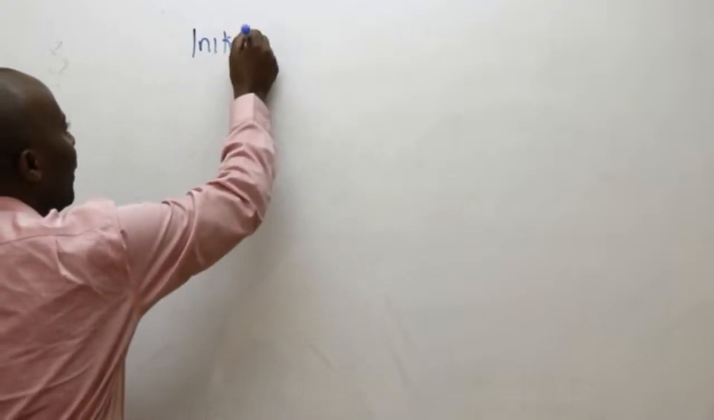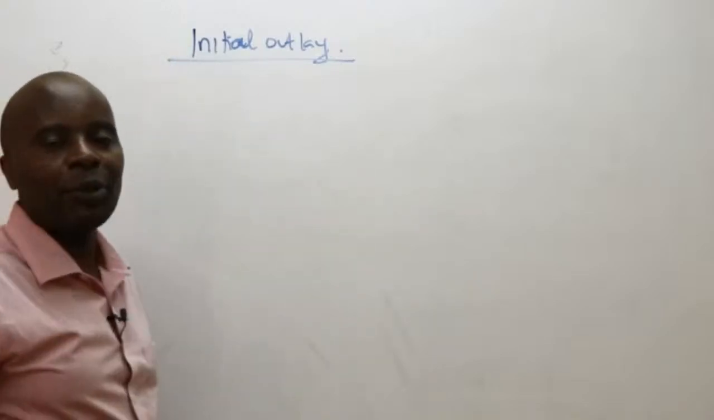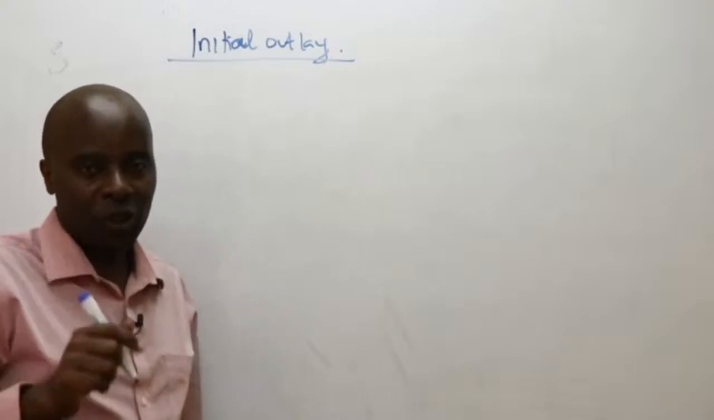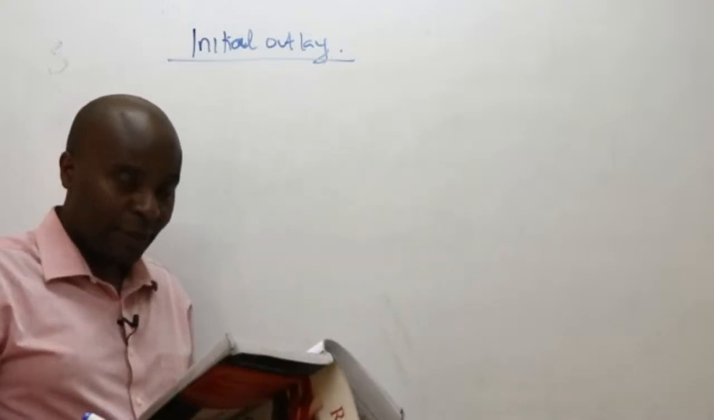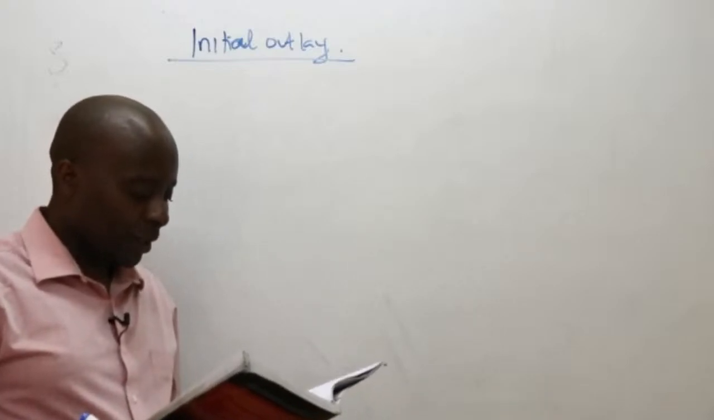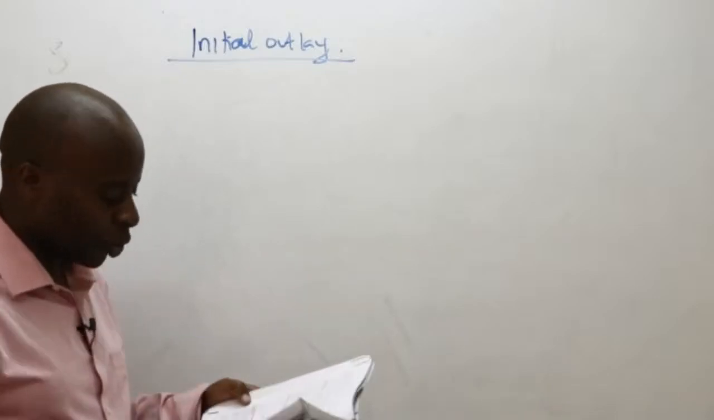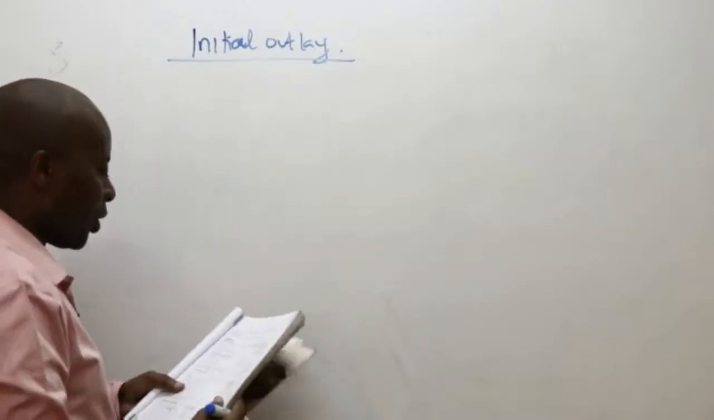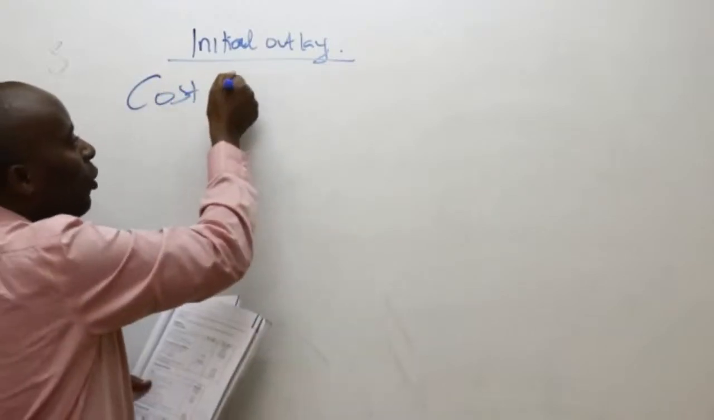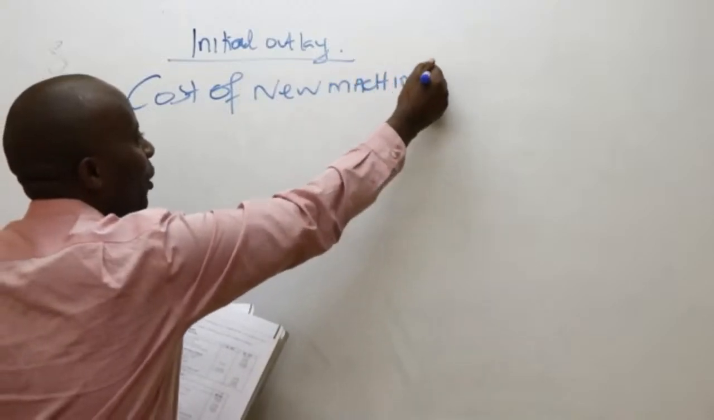Initial outlay. So how much will we need, ladies and gentlemen, to be able to put this new machine on the road? How much? The initial outlay. Very good. The new machine. Remember, it's about the new machine. So for the initial outlay, number 1, I know the new machine will cost how much. Paragraph number 2, the new machine we are told will cost 80 million. So we have here cost of new machine. This amount is needed initially.